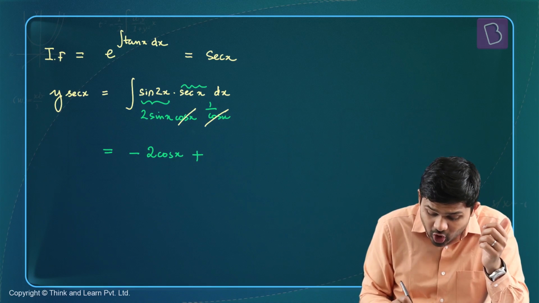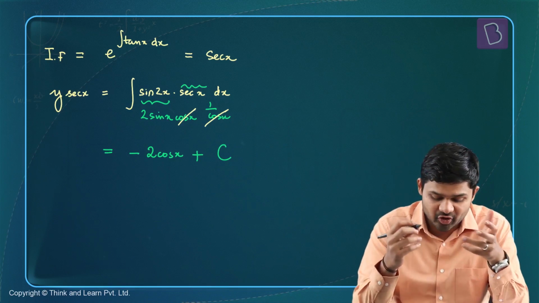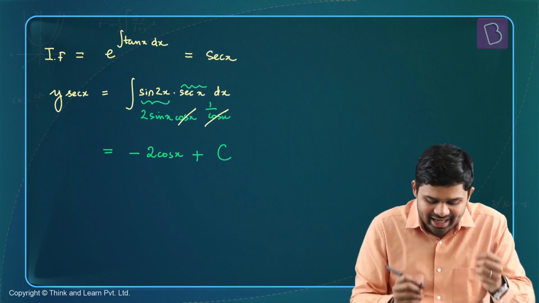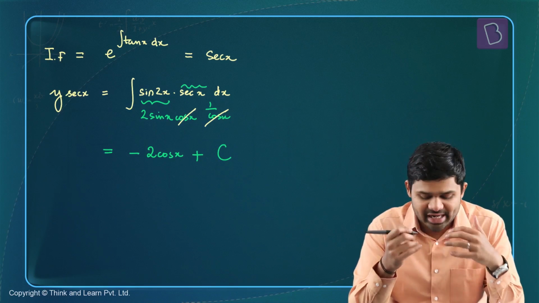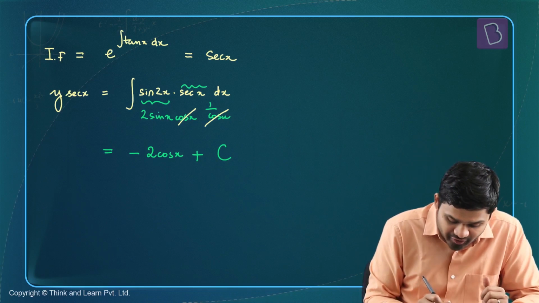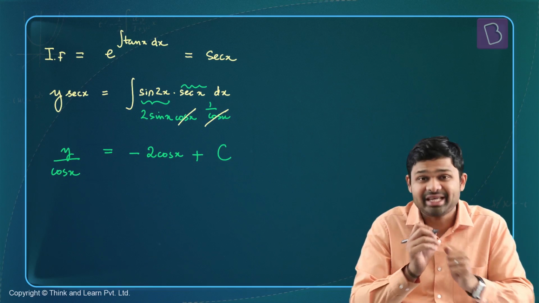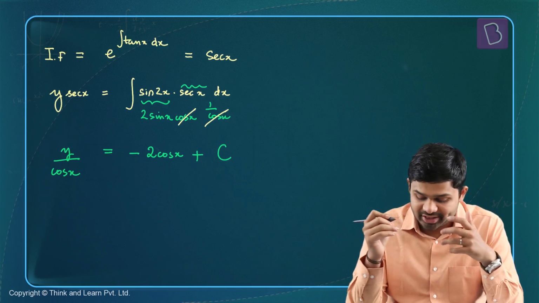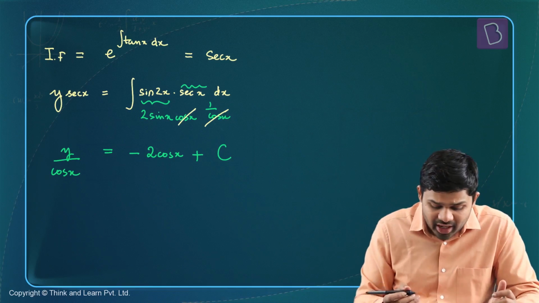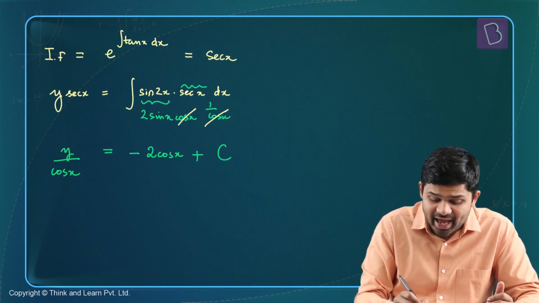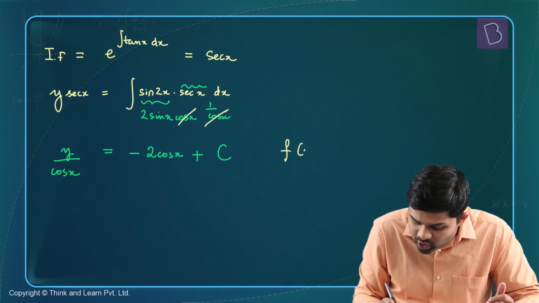Plus of course the constant of integration, never forget that. So you have y secant x equal to negative 2 cos x plus the constant of integration. So I can write this as y divided by cos x equal to negative 2 cos x plus the constant of integration. And we've been given that f of 0 is equal to 1.